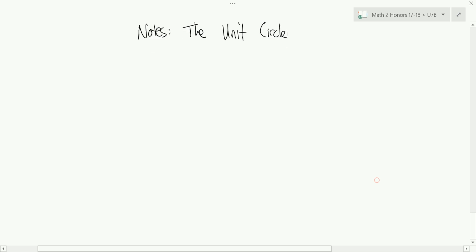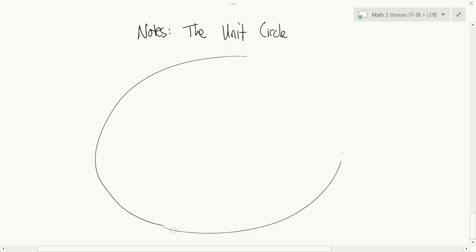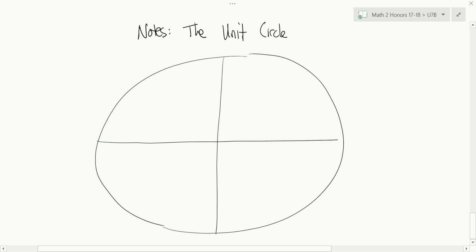So for the unit circle, I want you to draw a nice big circle on your paper. Make it nice and big, all right? You can use at least half the size of your paper, okay? Okay. So you get one nice big unit circle.